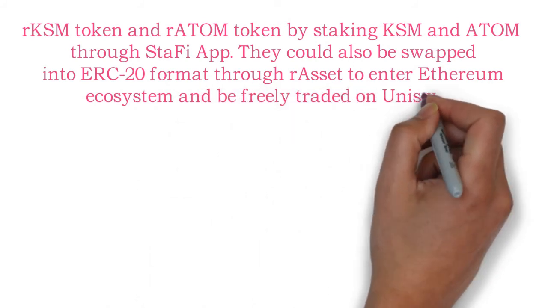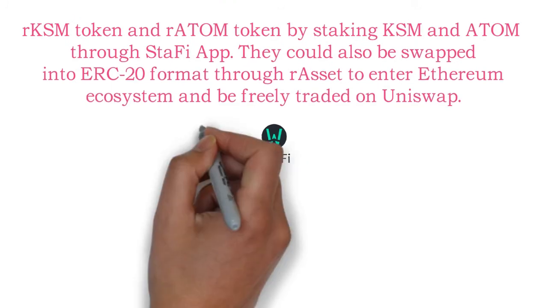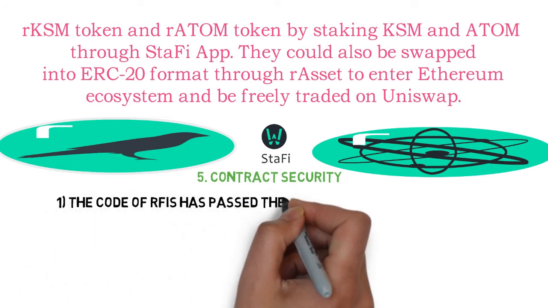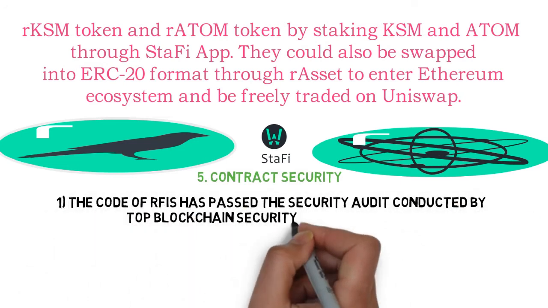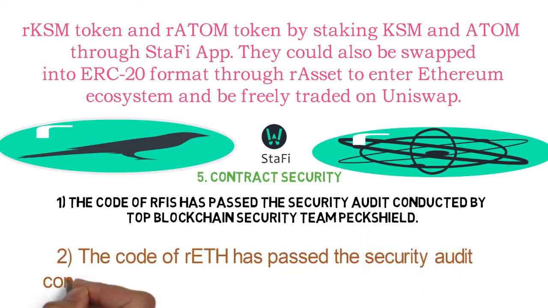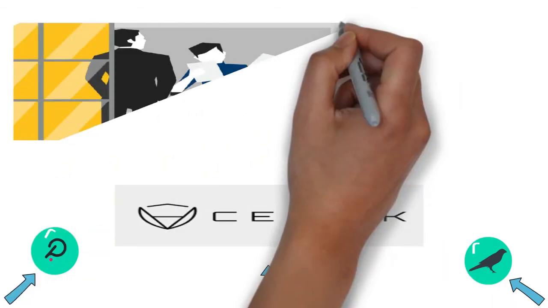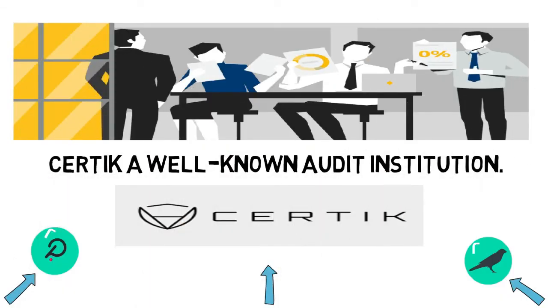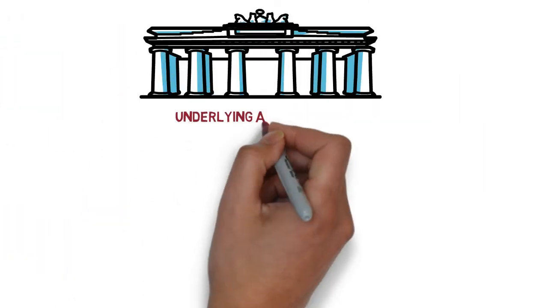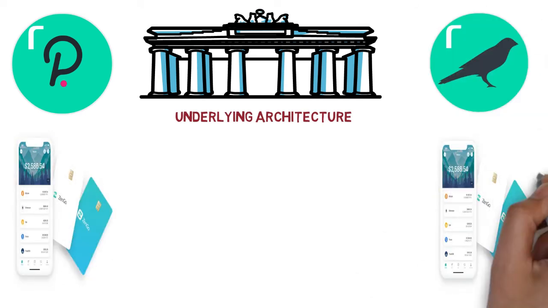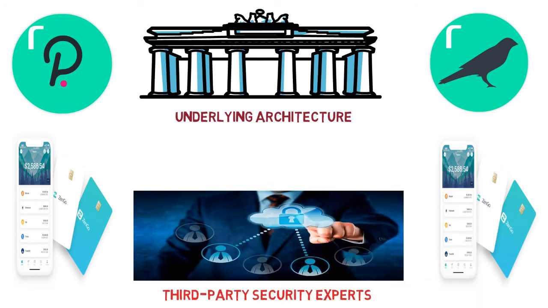5. Contract security. 1. The code of rFIS has passed the security audit conducted by top blockchain security team PeckShield. 2. The code of rETH has passed the security audit conducted by top blockchain security team PeckShield. 3. The code of rDOT and rKSM has been audited by Certik, a well-known audit institution. 4. The underlying architecture used for the rATOM app is the same as the rDOT app, which is already audited by third-party security experts and Certik, so there is no need for repeated audit for rATOM.